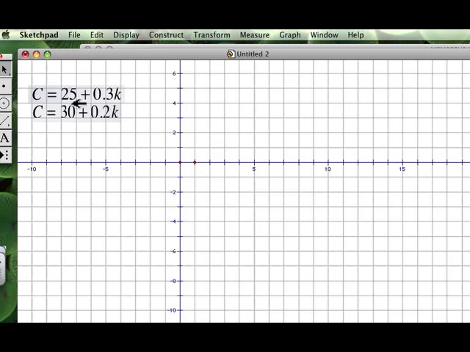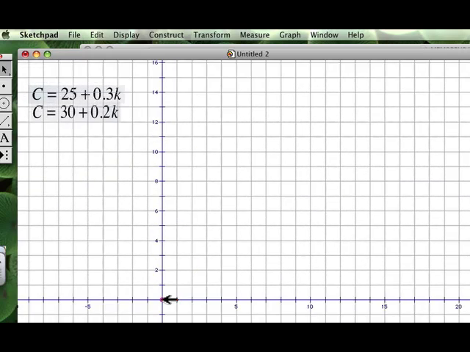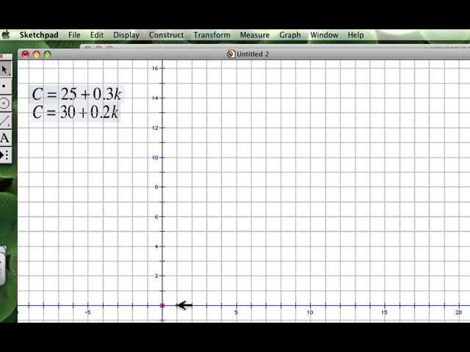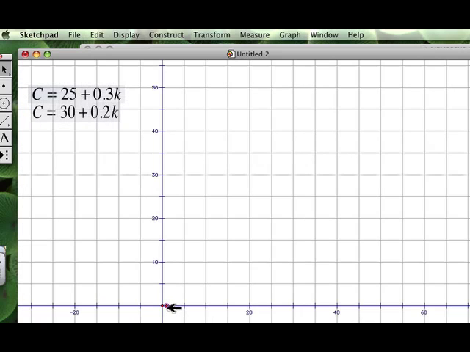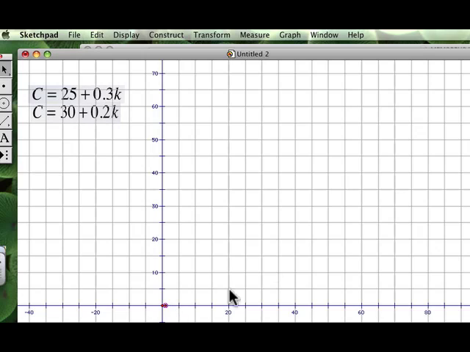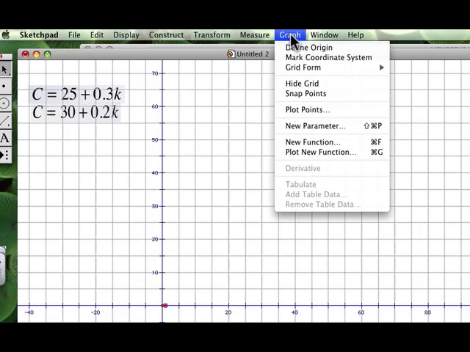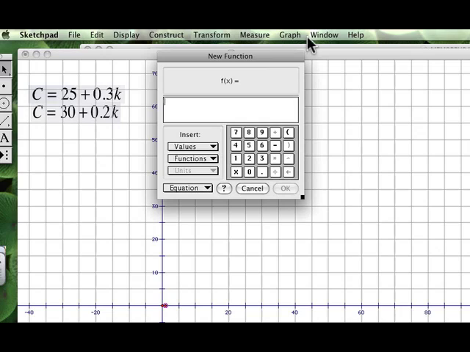The first thing you should notice is that the y-intercepts here are going to be 25 and 30, and this is right off of our grid. So what we're going to do is drag this down a bit and shorten up our scale so that we have our intercepts showing on our grid. Then what we're going to do is plot the functions. Remember that for Geometry Sketchpad, we're going to click on Graph, Plot New Function, and we're going to put in our equation.